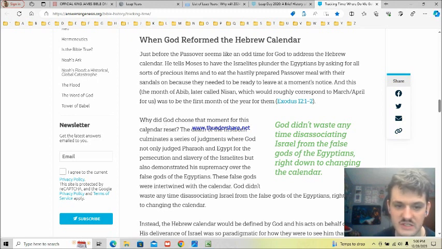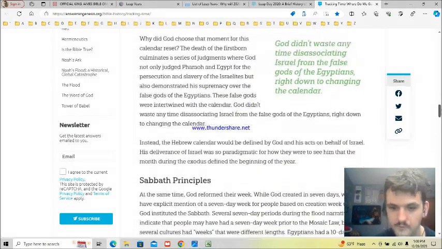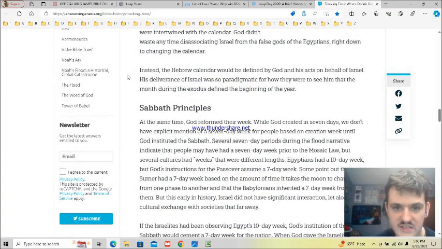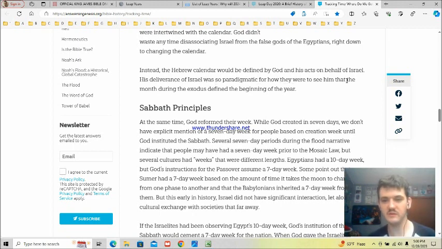When God chose this moment for a calendar reset, the death of the firstborn culminated the serious judgments where God not only judged Pharaoh in Egypt for the persecution and slavery of the Israelites, but also judged the false gods of the Egyptians. The false gods were tied to the calendar. God didn't waste any time changing Israel from the false gods of the Egyptians, right down to changing the calendar. Instead, the Hebrew calendar was defined by God and his acts with Israel, and the month of the Exodus defined the beginning of the year.